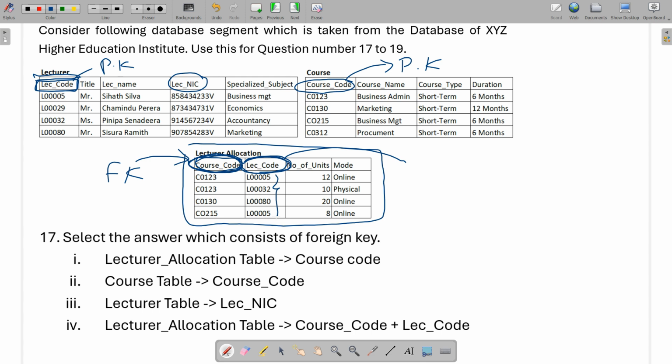So lecture code is the primary key of the lecture table, and course code is the primary key of the course table, and the lecture allocation table has course code and lecture code respectively. So both of them are taken as foreign keys. So the correct answer is going to be the first one, lecture allocation table course code, which shows what is a foreign key.